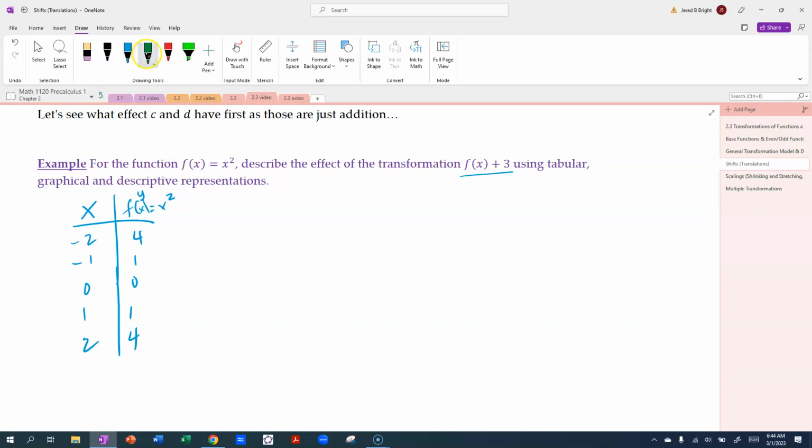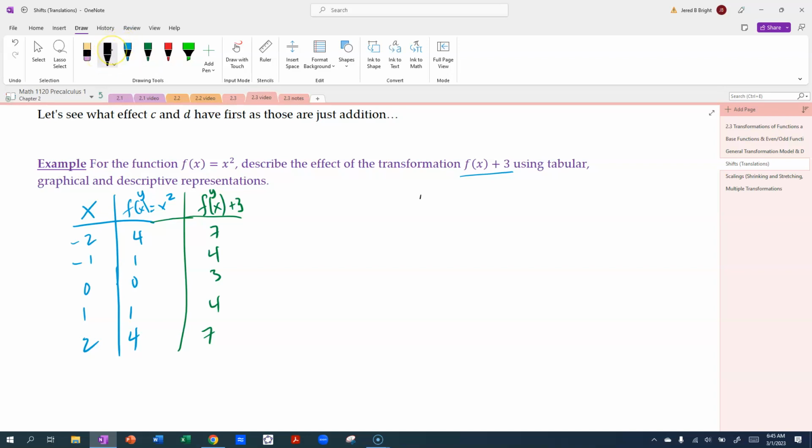Okay, now I want to imagine, what if I added another column in my table that was f of x plus 3? Well, this is just saying take the y value and add 3. Oh, okay, so take the y value that I have and add 3 to it. 7, 4, 3, 4, 7. Okay.